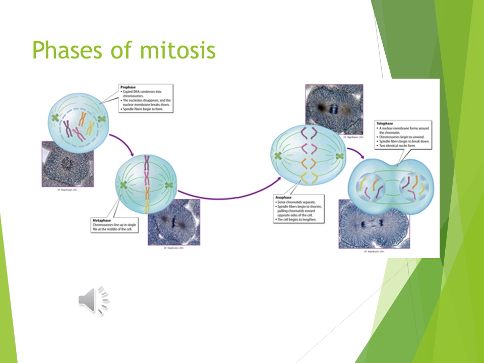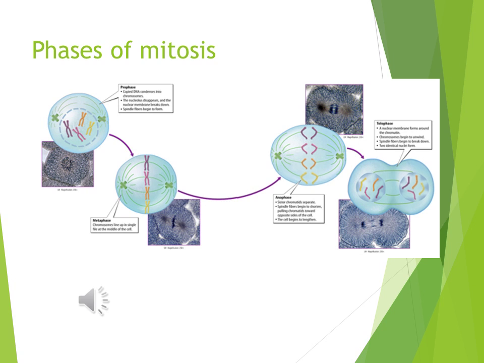Phases of mitosis. The first one is prophase, where copied DNA condenses into chromosomes. The nucleolus disappears and the nuclear membrane breaks down. Spindle fibers begin to form. The second is metaphase, where chromosomes line up in single file at the middle of the cell. The third one is anaphase. Sister chromatids separate. Spindle fibers begin to shorten, pulling chromatids toward opposite sides of the cell. The cell begins to lengthen.